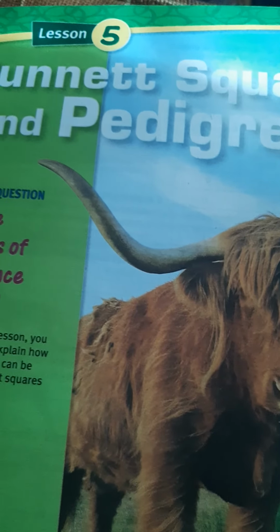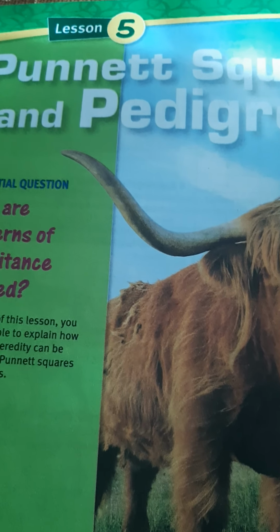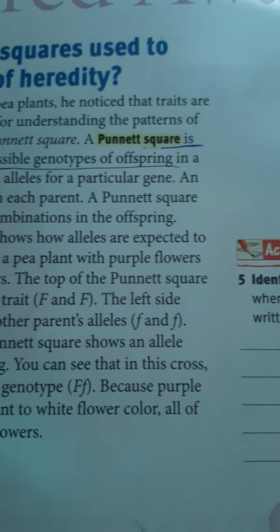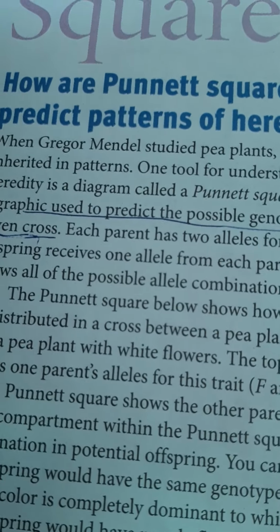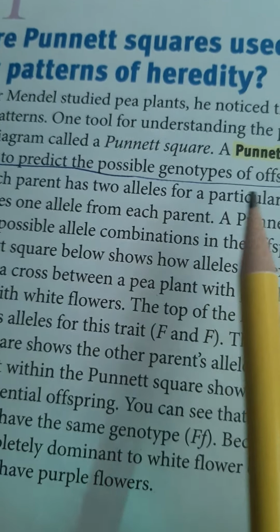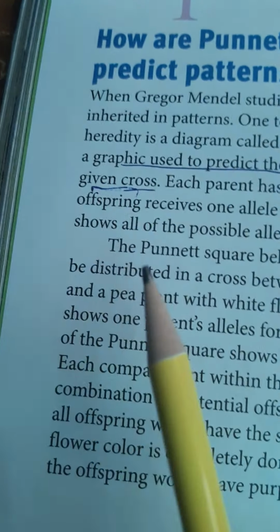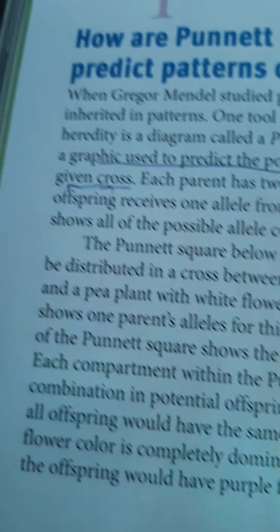Everyone, today inshallah we will talk about Punnett square and pedigree. Now, first of all, what's the meaning of Punnett square? It's a graphic used to predict the possible genotype of offspring in a given cross.